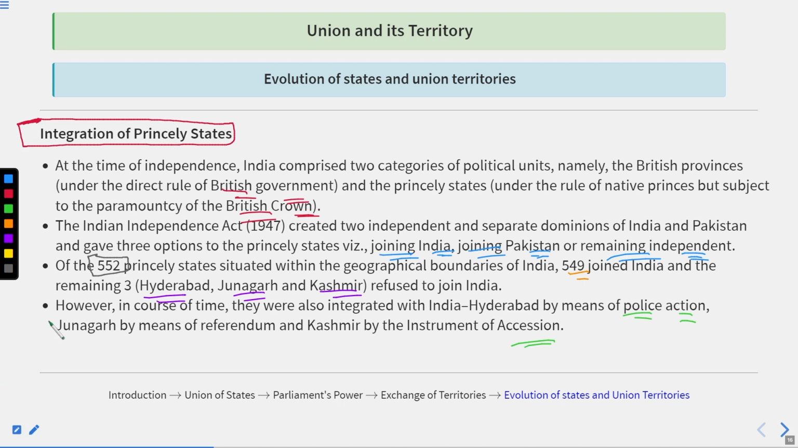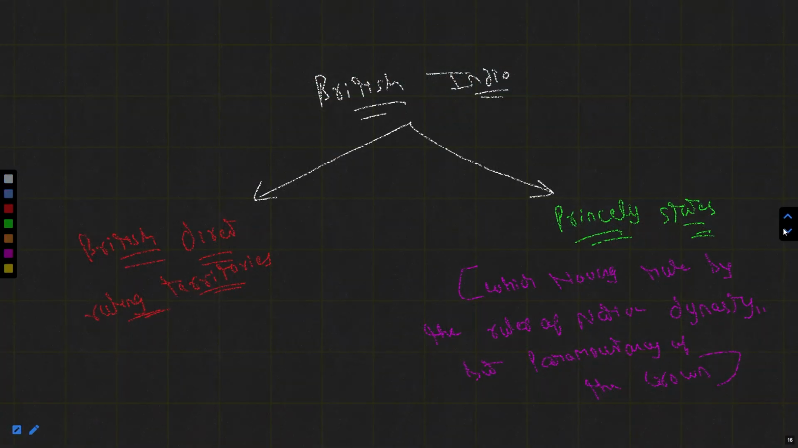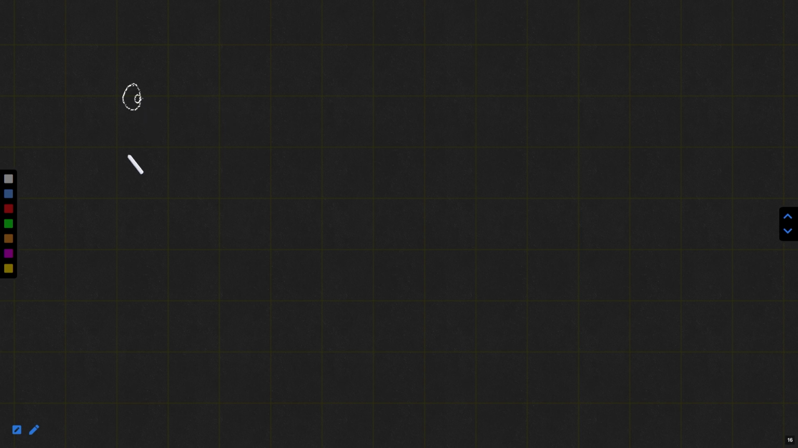So remember, which three states refused to join India? Always remember the names. The first is the state of Hyderabad. Second is Junagadh. Third, what is the third state? The third state is Kashmir.